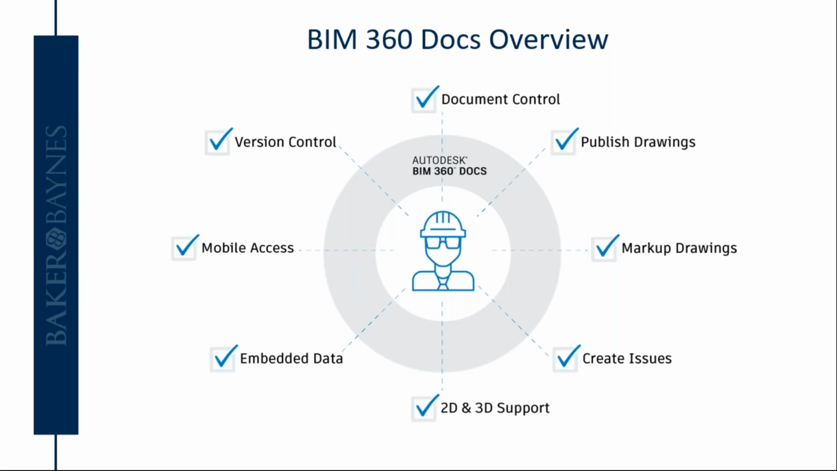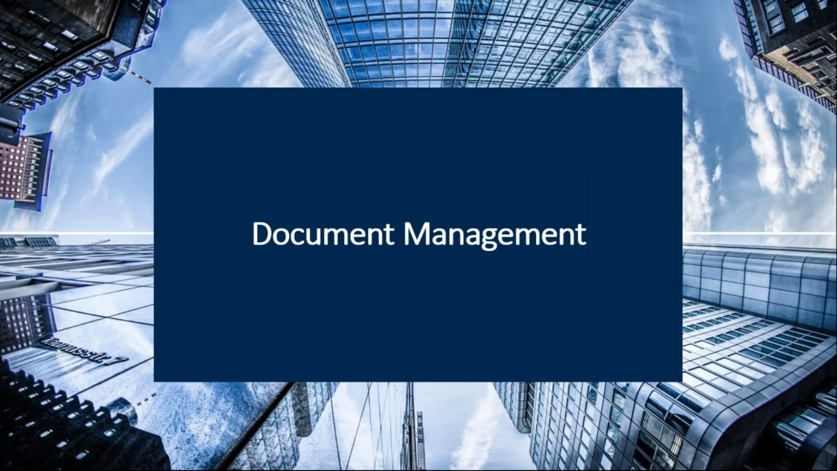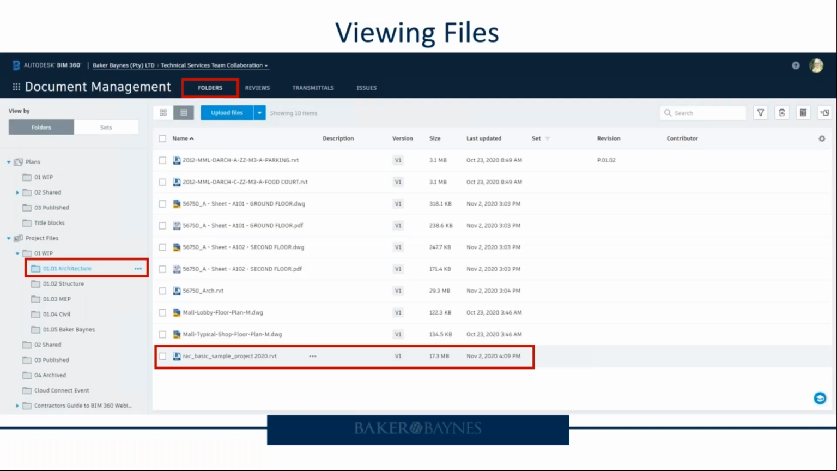Docs also allows for easy version control, but above all these features facilitate effective document control, and that ultimately improves quality and performance. And I'm sure that everyone can agree that improving quality and performance is an ongoing endeavor. So next, let's look at how this is done through document management in BIM 360 Docs.